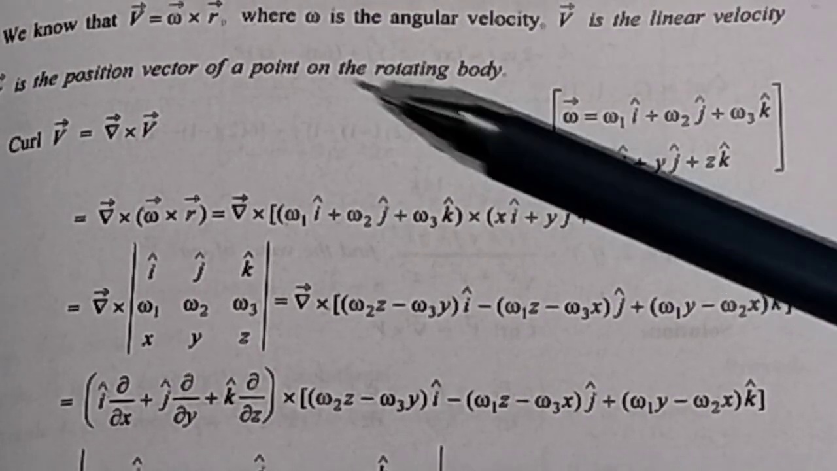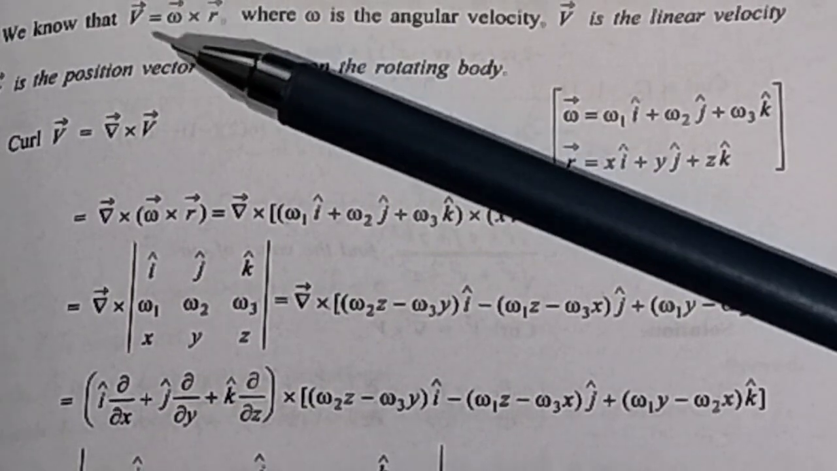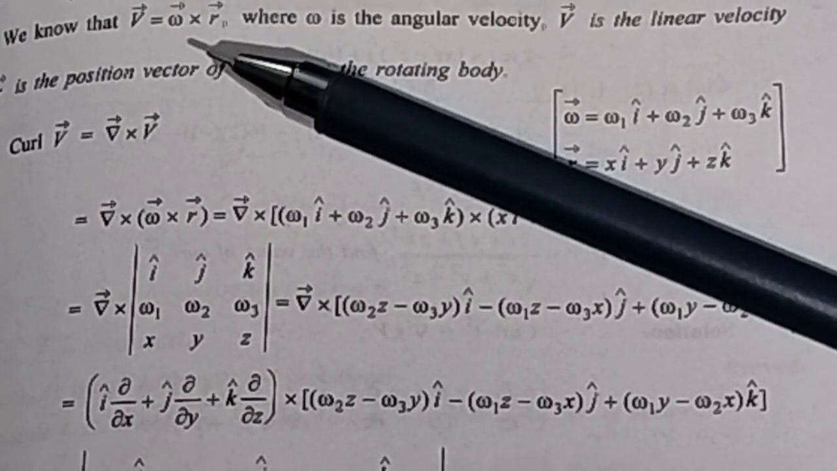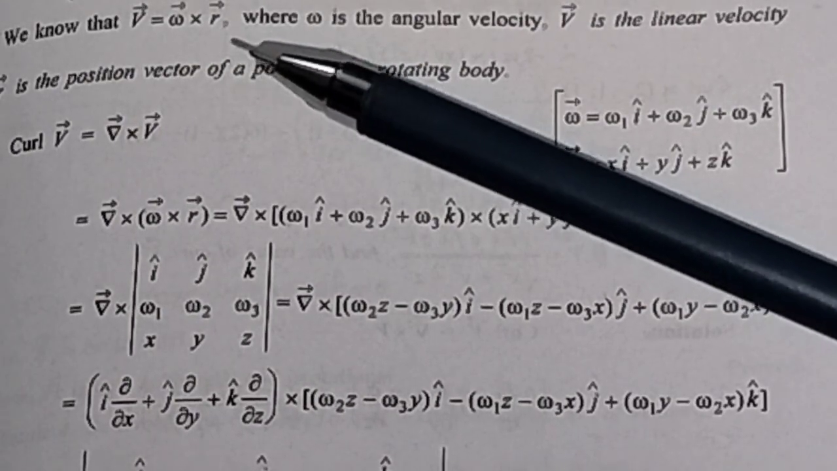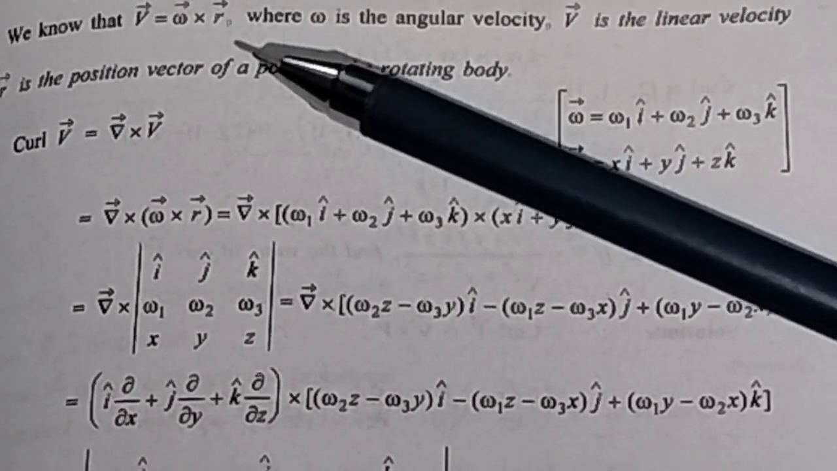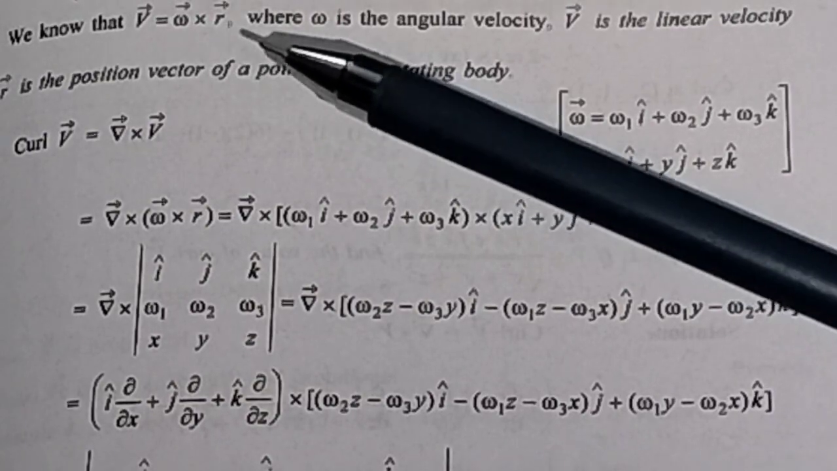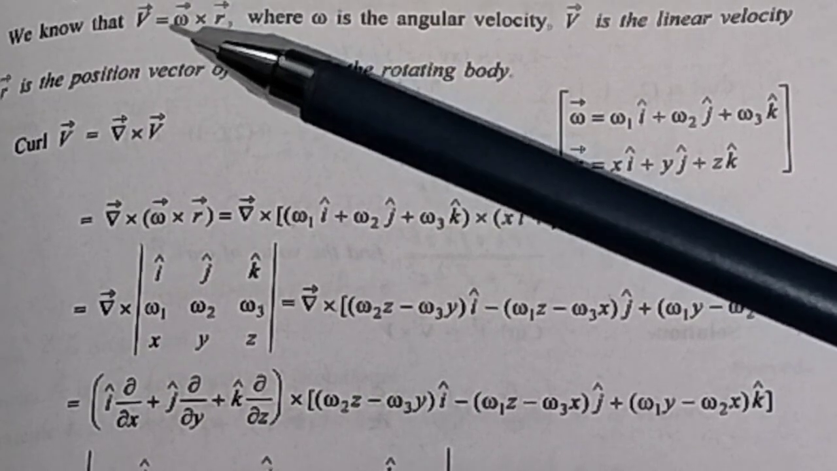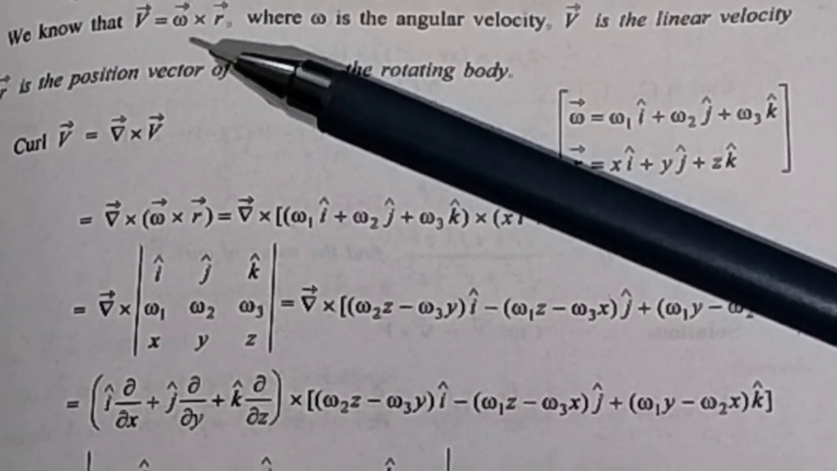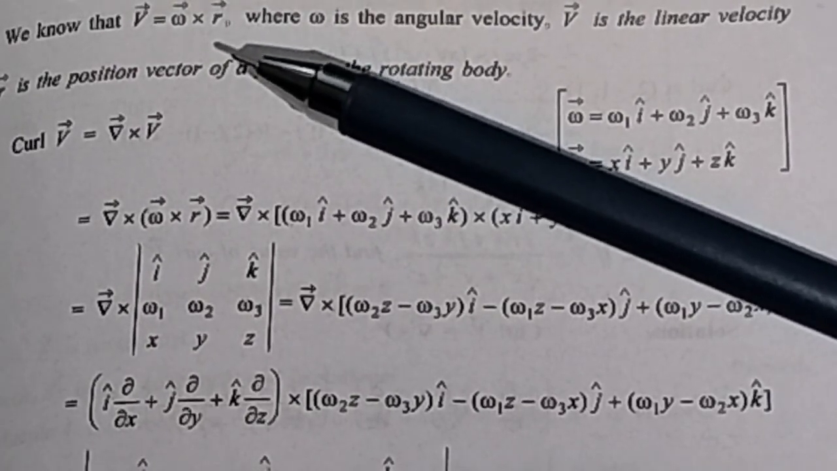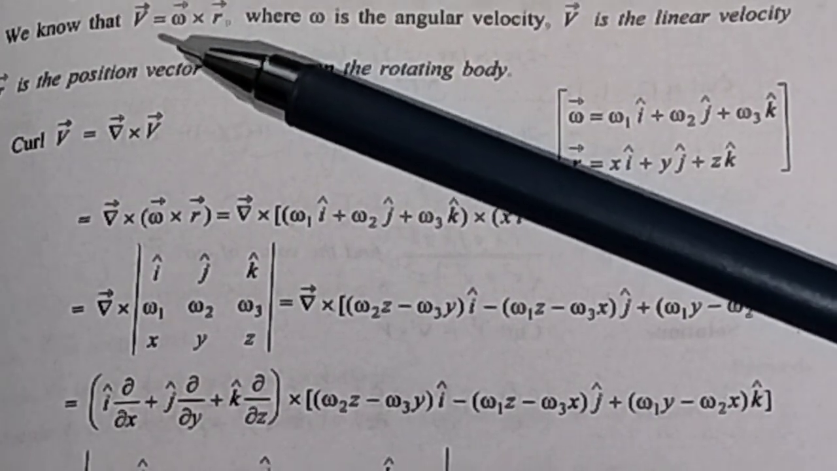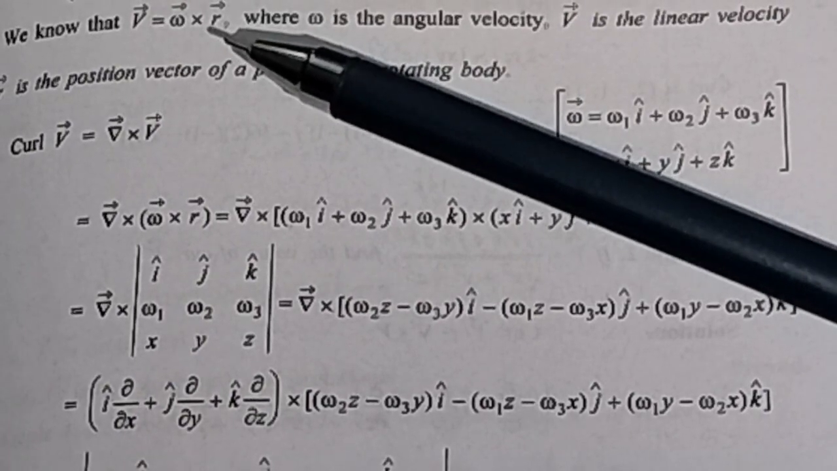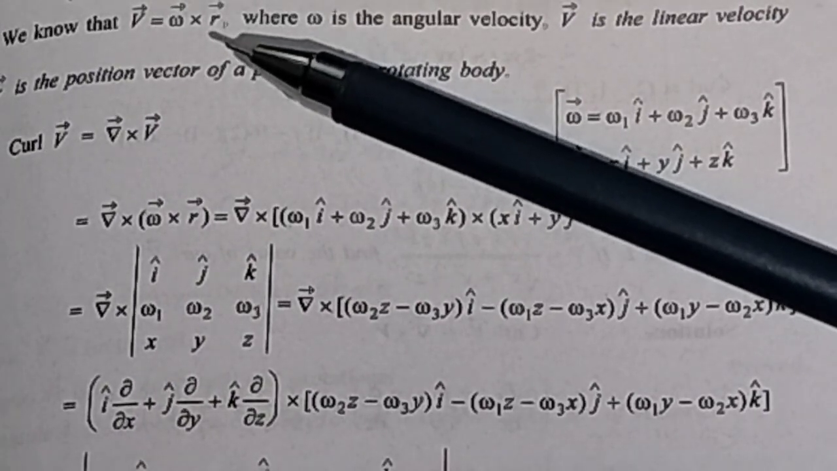Suppose you are given a vector v, the velocity vector, which is equal to the cross product of the angular velocity with r, where r is the position vector. So v equals omega cross r. If you find the curl of this linear velocity, then we will find the value of the curl in terms of omega.